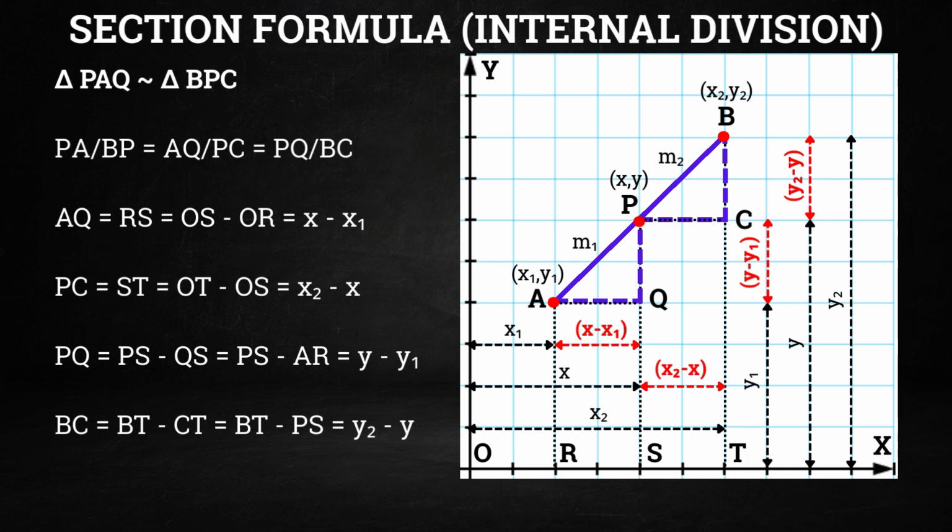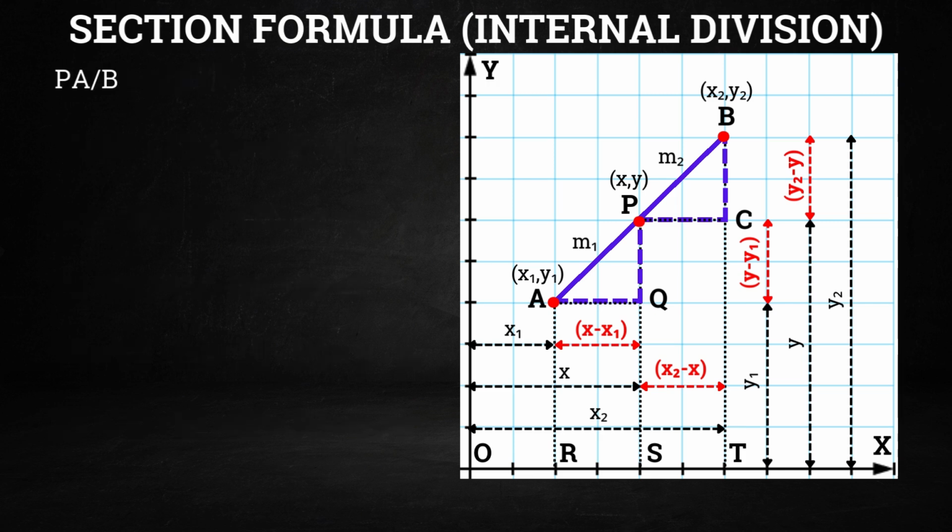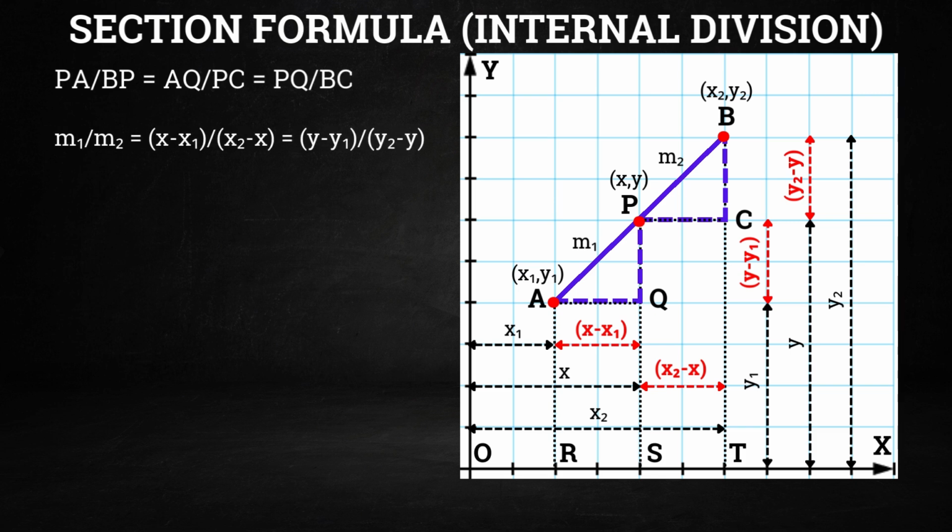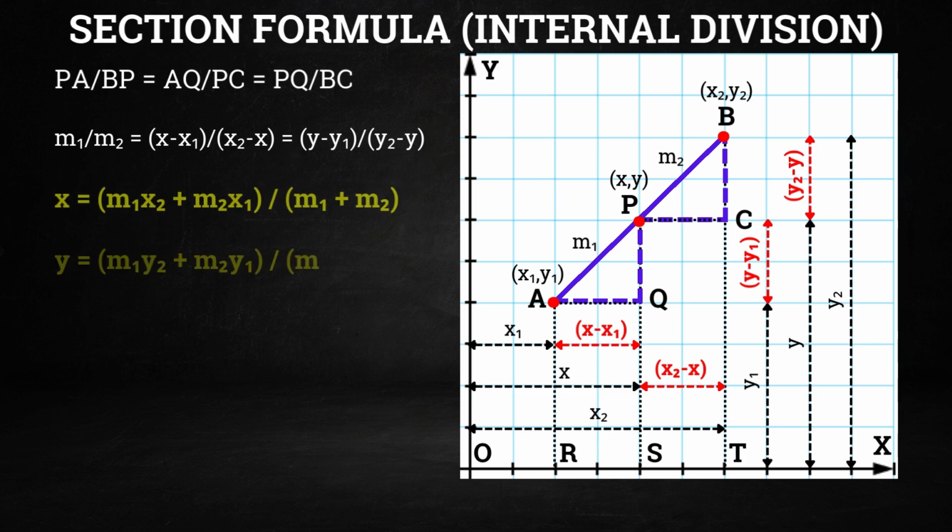Substituting these values in the equation, PA by BP equal to AQ by PC equal to PQ by BC, we get. On simplifying these equations, we get the section formula as x is equal to m1 into x2 plus m2 into x1 divided by m1 plus m2. Y is equal to m1 into y2 plus m2 into y1 divided by m1 plus m2.